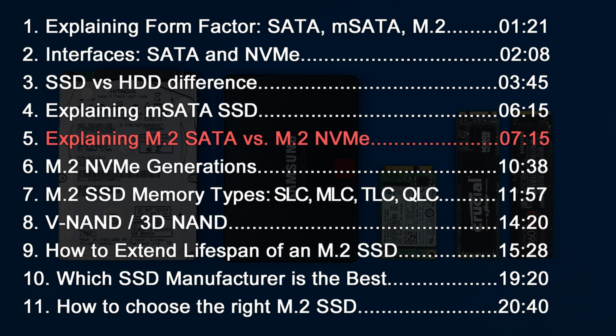We'll then dive into the differences between M.2 SATA and M.2 NVMe drives, including their performance and compatibility. I'll also break down the NVMe Generations so you can understand their speed improvements and backward compatibility. After that, we'll examine the various memory types and how they affect performance, lifespan, and cost. I'll share tips on extending your SSD's lifespan. We'll also discuss which SSD manufacturers provide the best reliability and performance.